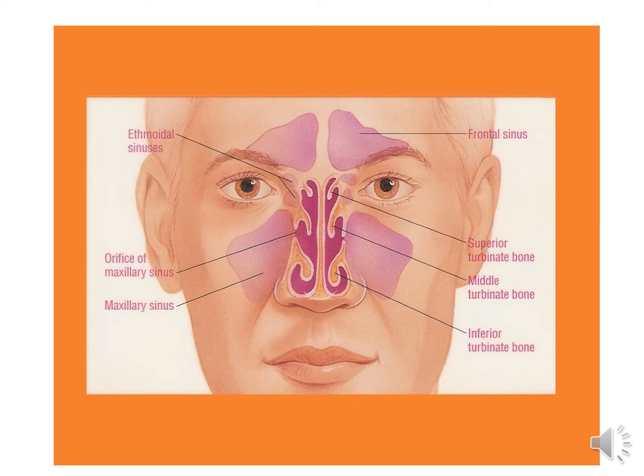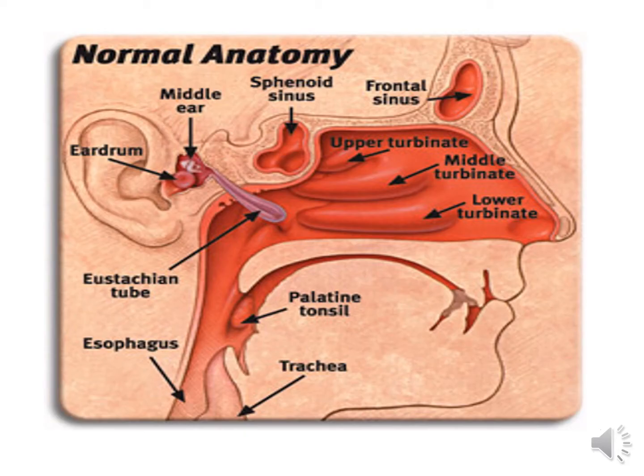The sphenoid sinus and posterior ethmoidal air cells drain their secretion in the sphenoethmoidal recess in the posterior part of the nasal cavity. The sinuses have an important role in resonance of the sound and humidification of the air passing through the nasal cavity to the other parts of the respiratory tract.